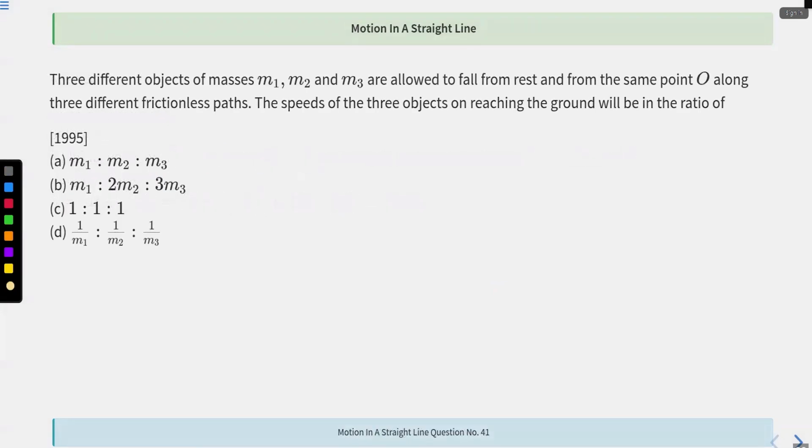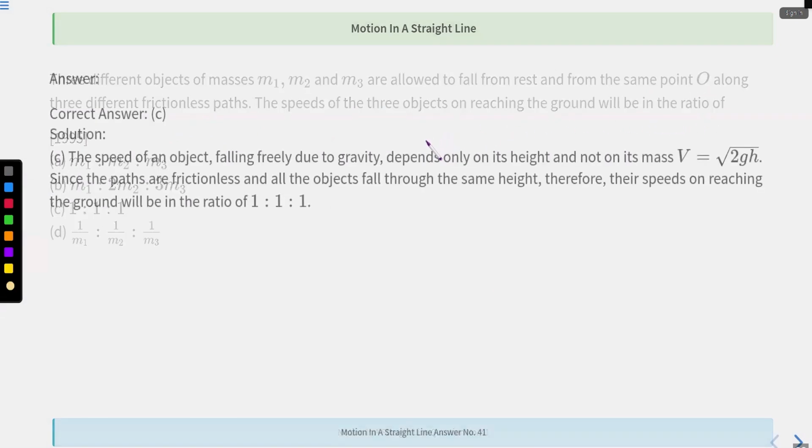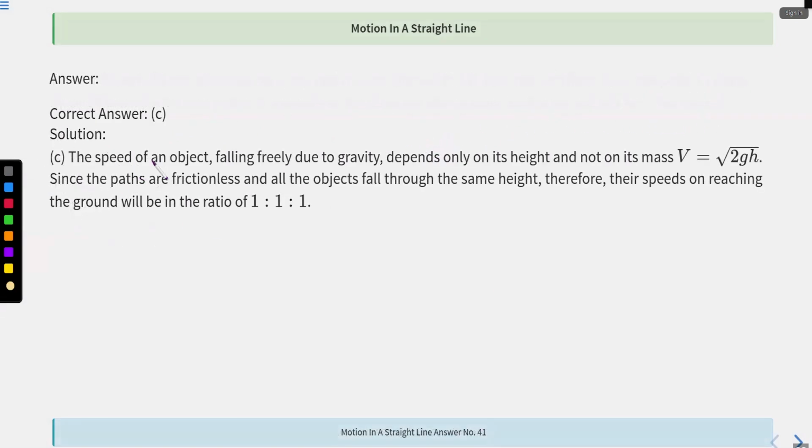Three different objects are allowed to fall from rest from the same point O along three different frictionless paths. The speeds of the three objects on reaching the ground will be in the ratio of? So the speed of an object falling freely due to gravity depends on the height and not the mass. Okay.